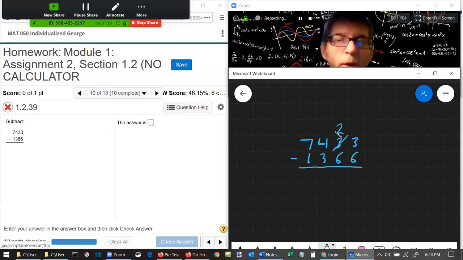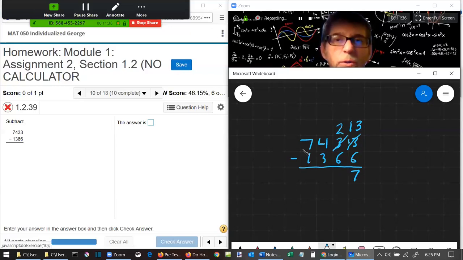So the one that we borrow from here, you can either put down here to make it a 13, or some people write 13 up here. Either way works. So this 3 got transformed to a 13 because we borrowed a 1 from the tens spot. So now we have 13 minus 6. We can go ahead and do that, and that gives us 7. We're done subtracting in this column.